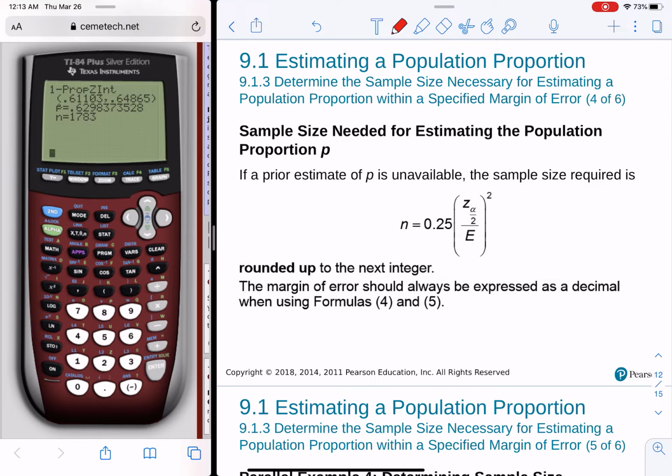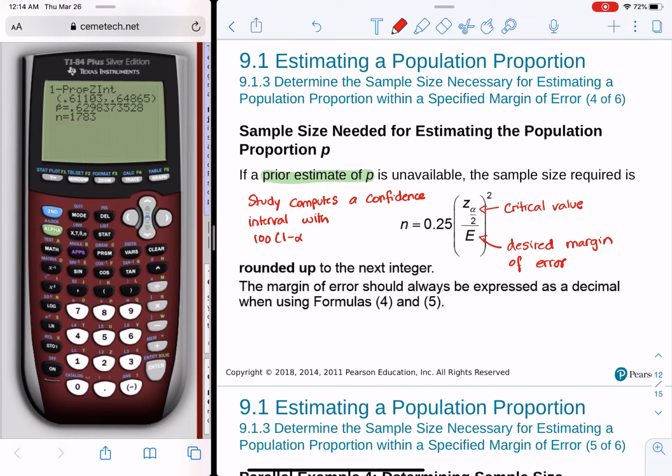But what if we do not know a prior estimate of P? In other words, we are planning our first study ever, and we desire a margin of error, and that is the critical value, and the study computes a confidence interval with 100 times 1 minus alpha percent confidence, and n would be the estimated sample size.